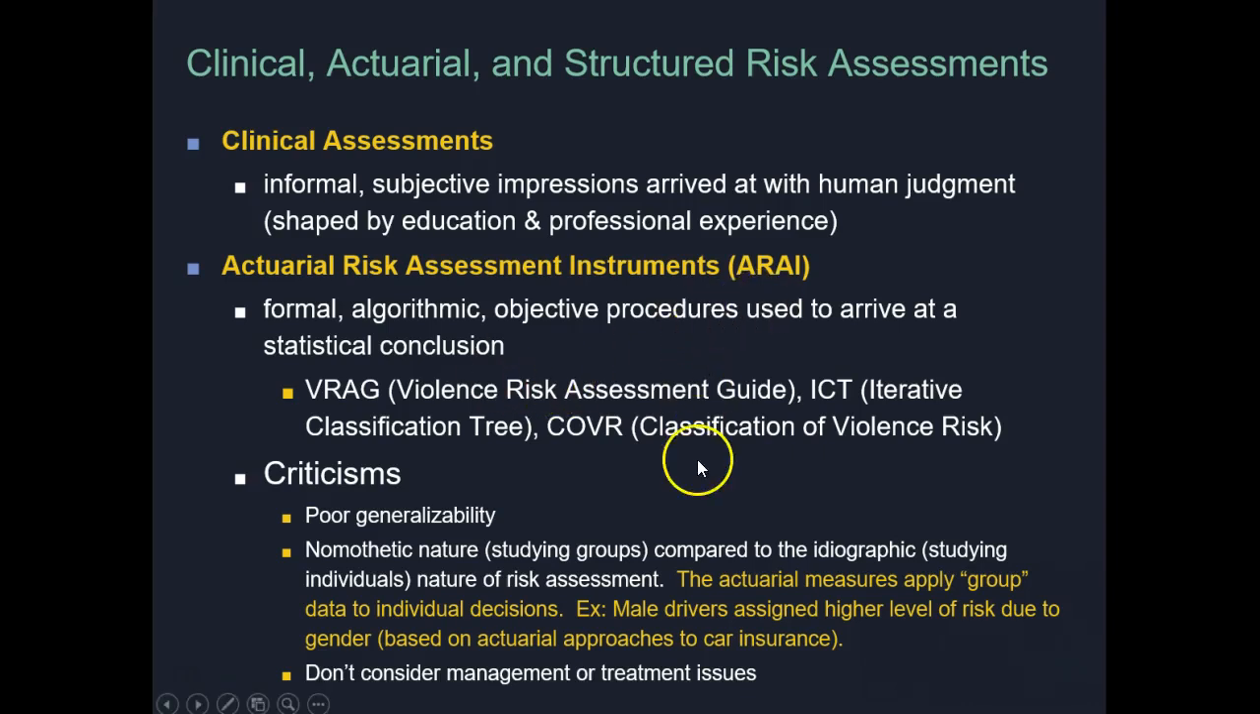One of the examples here is male drivers. We pay higher insurance rates because females seem to be safer drivers on average. But if you are a male who prides themselves on driving by the rules very safely, you still fall in the group of high risk, unfortunately. So that's an example of a major criticism of actuarial. They don't consider management or treatment issues as well. They're not focused enough on that. They don't take that into consideration when they're doing the assessment.